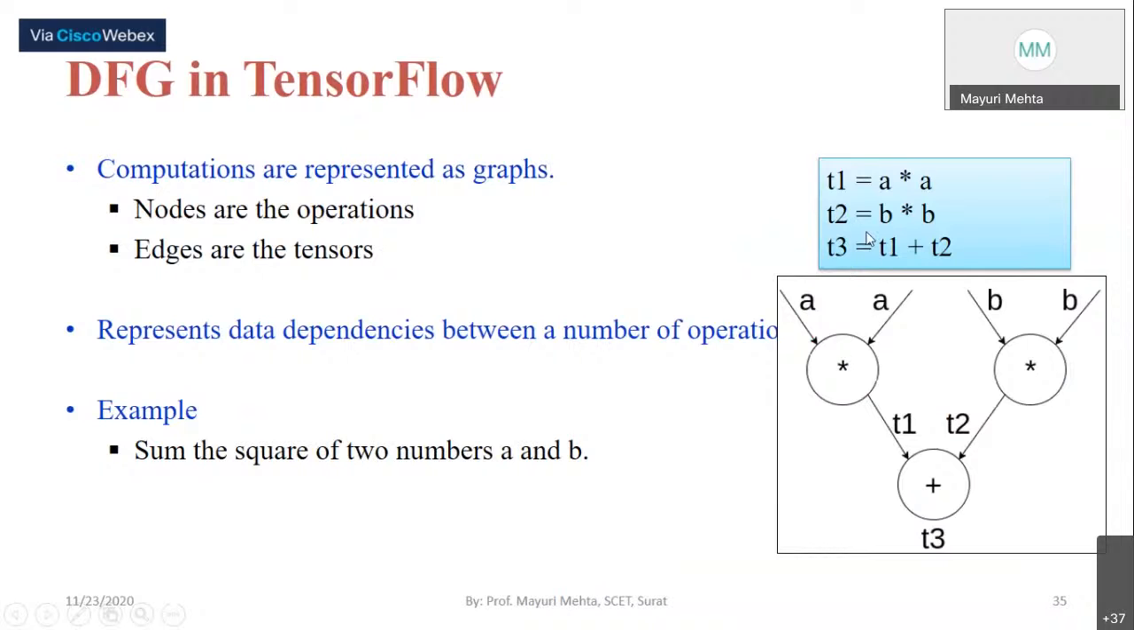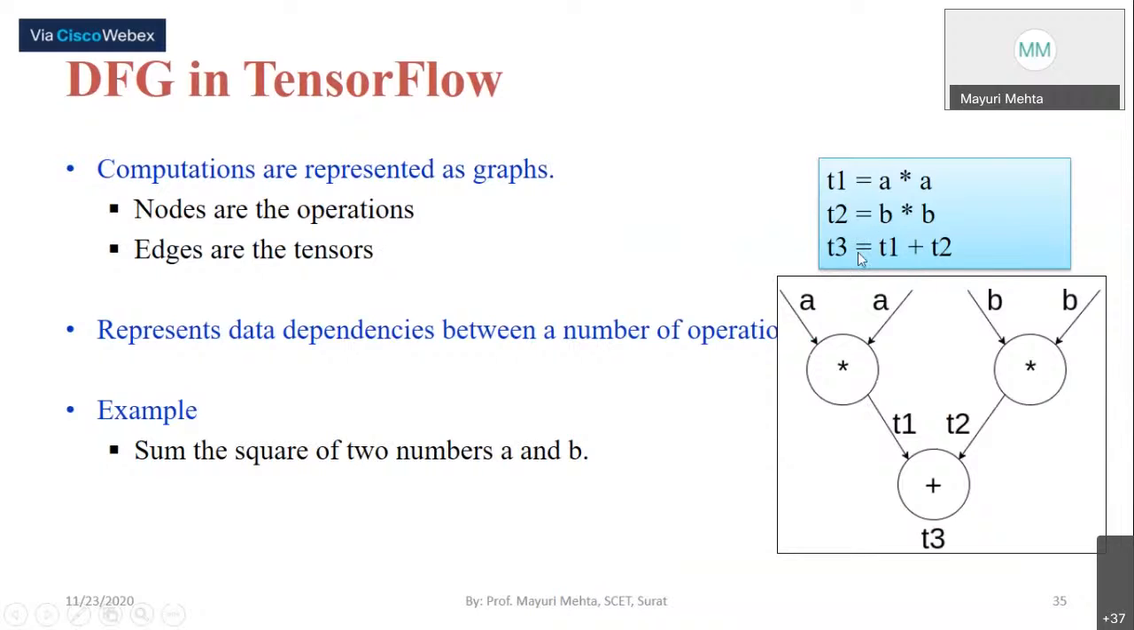So this is a simple example of a data flow graph. These graphs represent data dependencies between a number of operations. Let's see this simple example to sum the squares of two numbers A and B. You may have written code for this: first you compute A square, then you compute B square, and then you add these two values, T1 and T3.